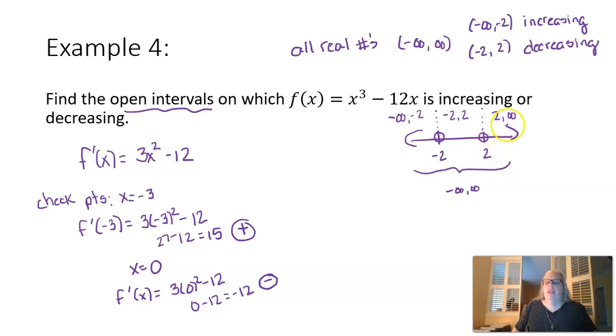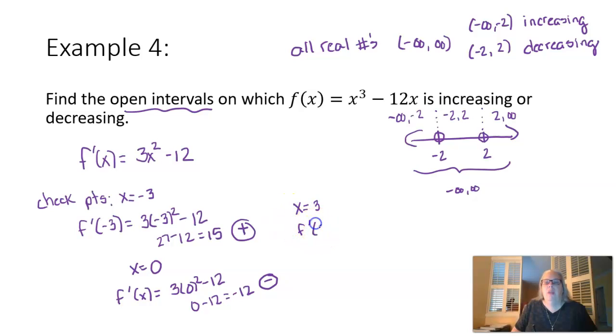And then finally we need to check a point back here from 2 to positive infinity. And I'm just going to choose 3, but again, you can go crazy and choose 1000 if you want to. It doesn't matter, as long as it's the number to the right of positive 2. And we're going to plug it in.